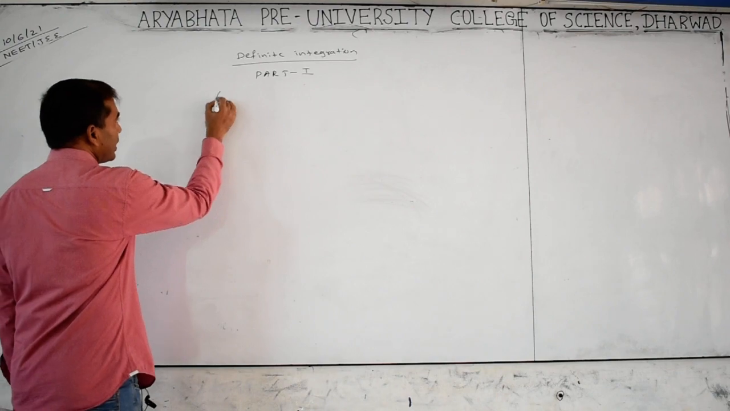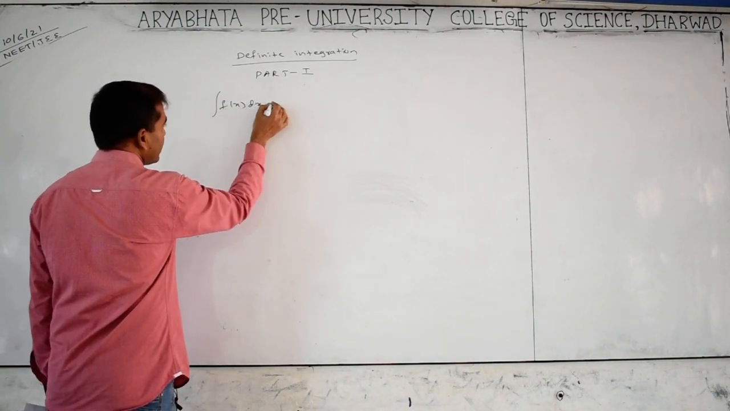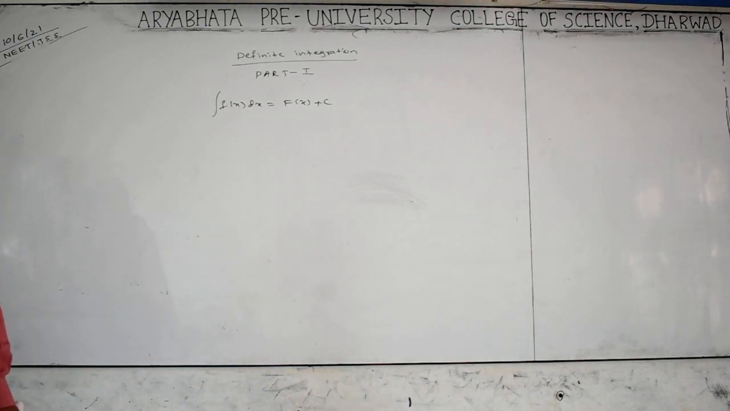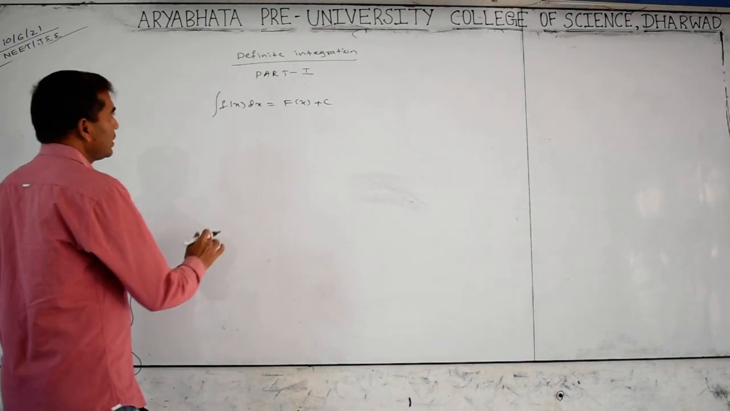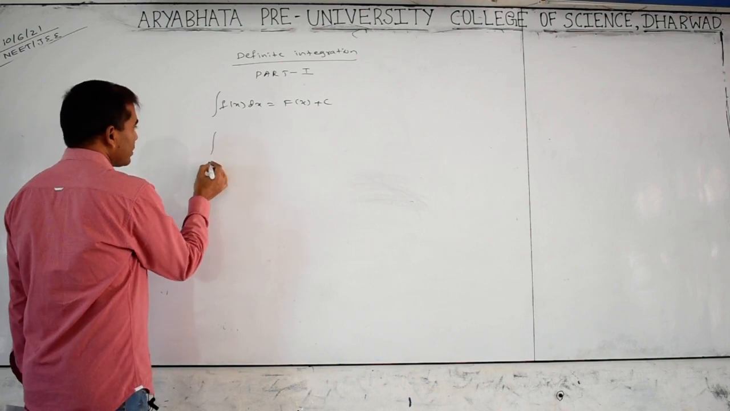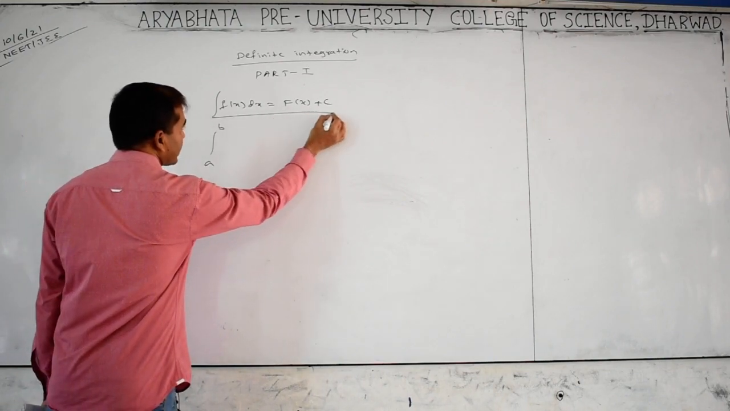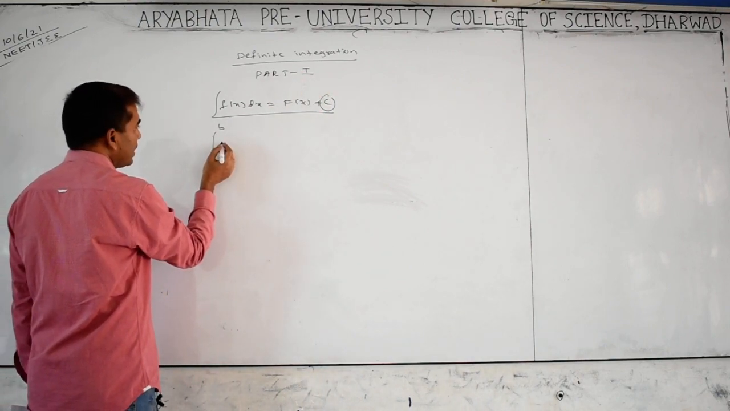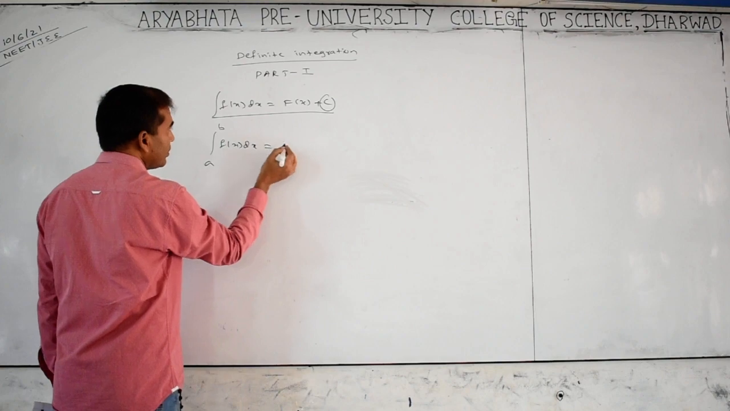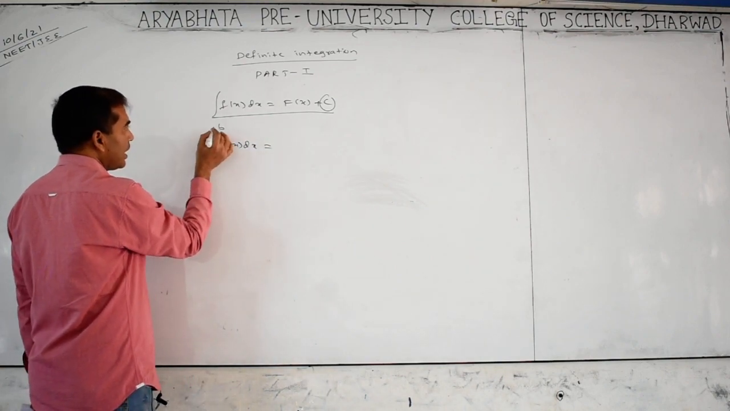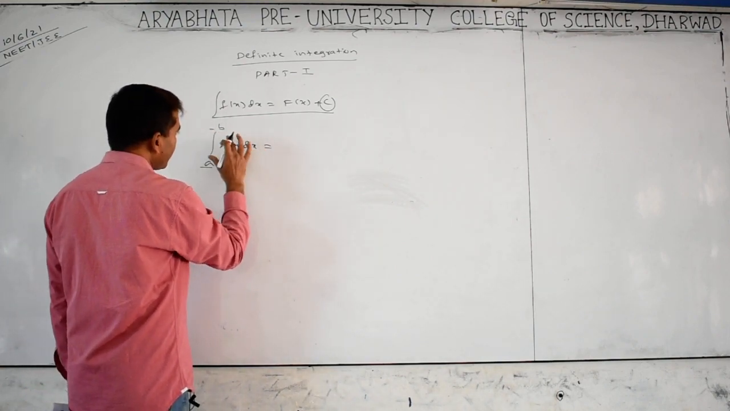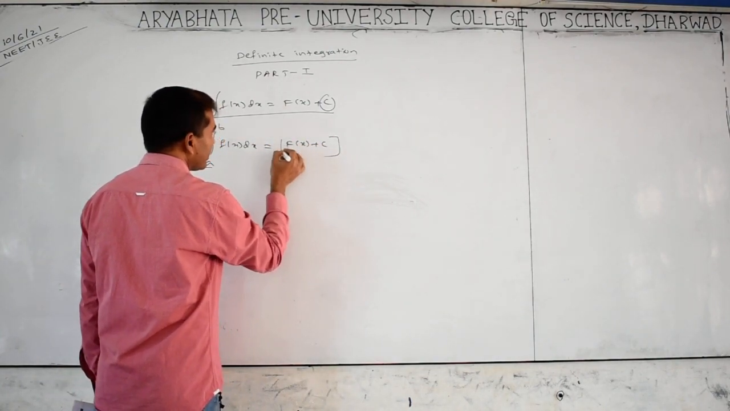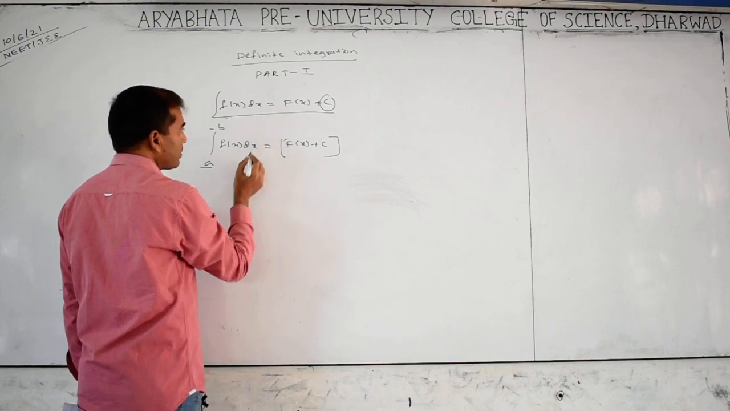For example, integration of f of x dx equals capital F of x plus c. Now integration from a to b, this is not exact because of c, it is called indefinite. Now integration from a to b of f of x dx, this is called the lower limit and this is called the upper limit. So first you find the indefinite integral. What is the indefinite value? Let this integration be F of x plus c.